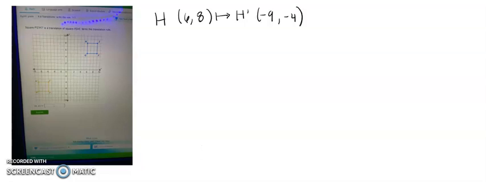And we're trying to write a rule. A rule means that for every one of these points in the pre-image, we use the same rule to move this shape to its image. So whatever we do to get from H to H prime, we're going to do the same thing to get from I to I prime. So how do we get from 6 to -9? So 6, and then what do we need to do to get to -9?